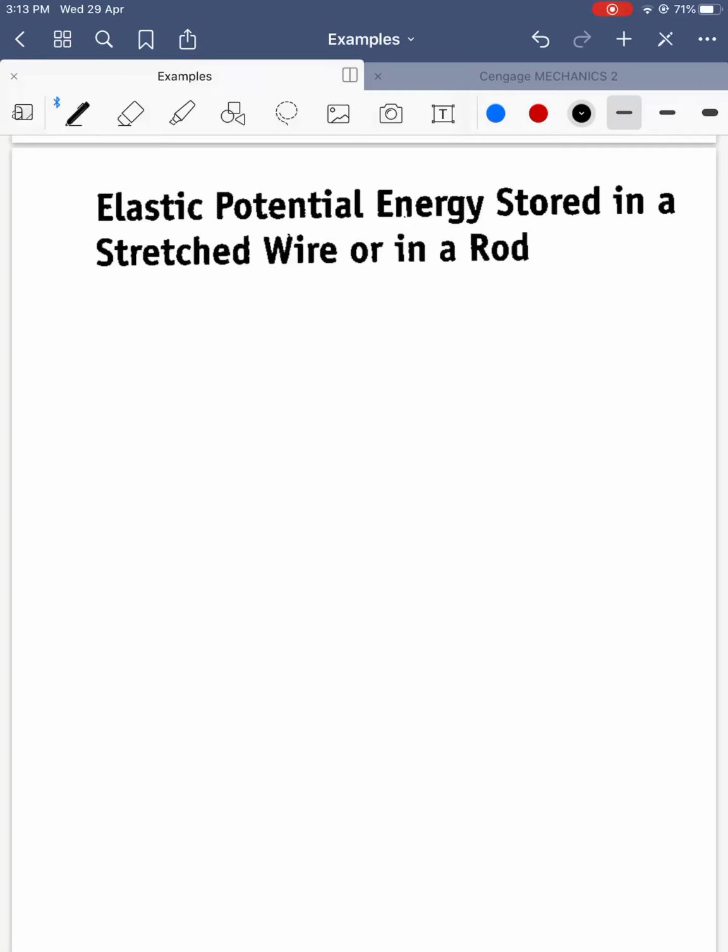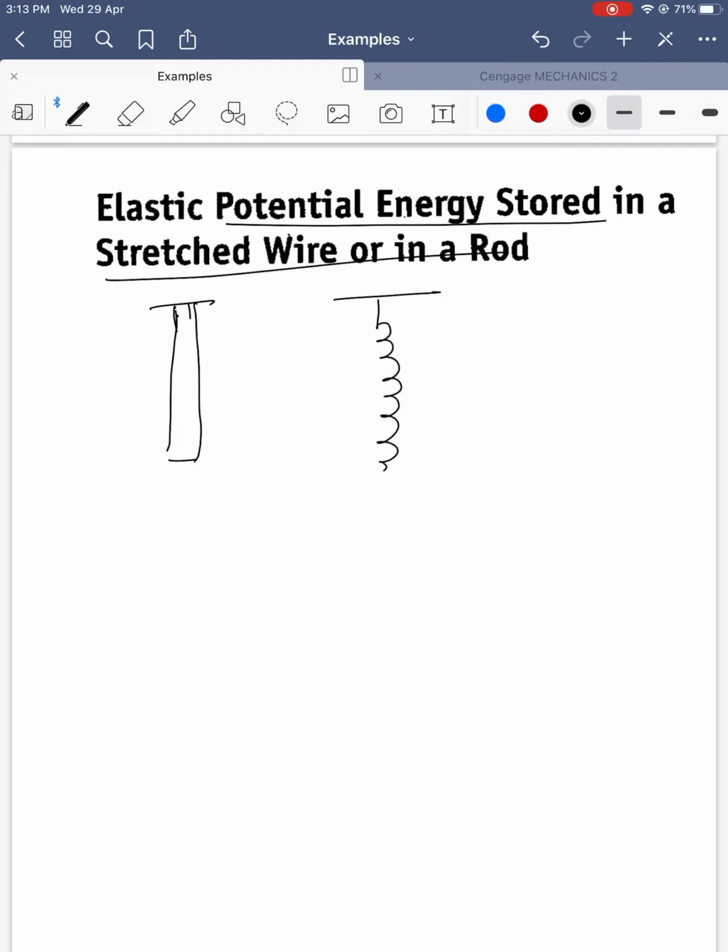Hi students, in this section we are going to see potential energy stored in a stretched wire. A stretched wire is compared like a spring. F is equal to K into X. What is the X? X is a displacement or a small elongation.